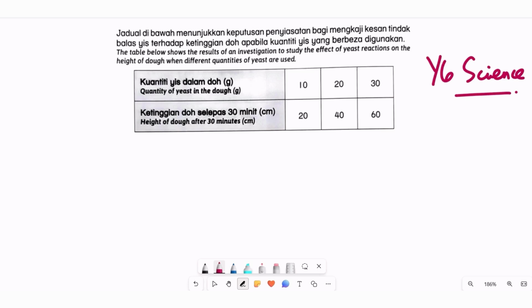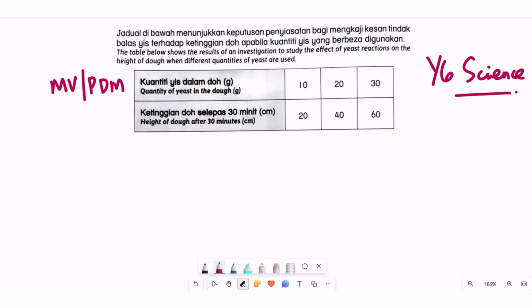Now before that, let's look at the question. They want to study the effects of yeast. We've got two pieces of information given in the table. When a table is given to you, it's easy: this is always the manipulated variable, pemboleh ubah yang dimanipulasi, which is the quantity of yeast in the dough.